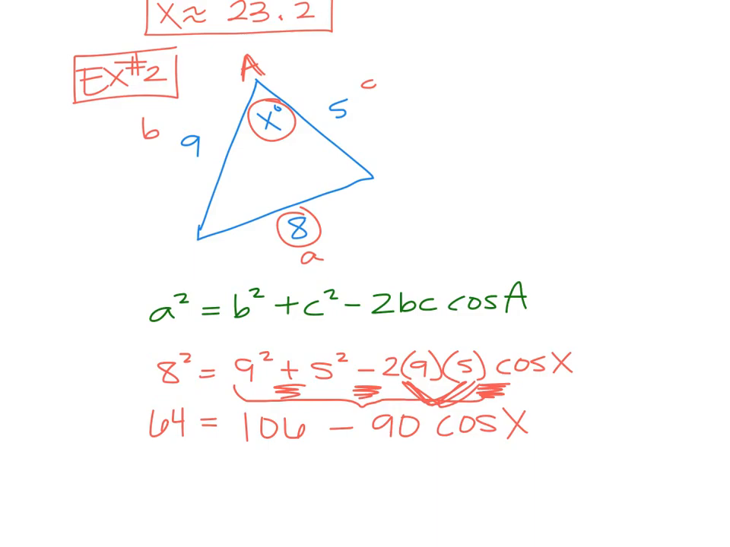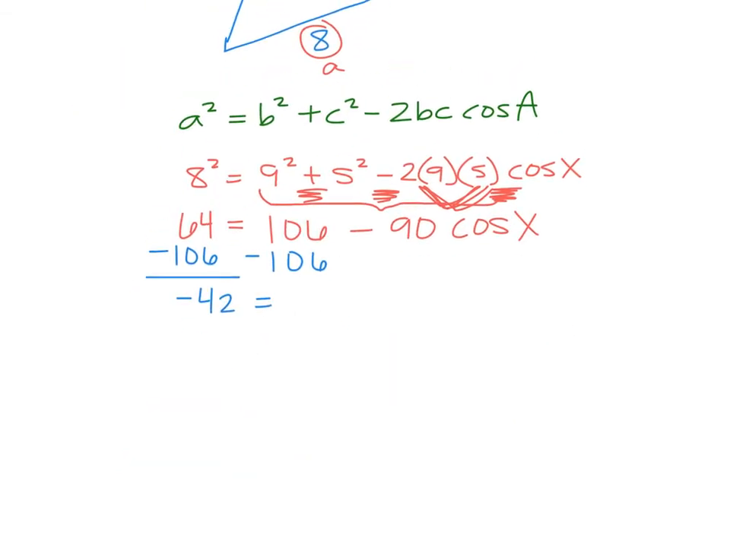Here's what you're going to do. We're going to solve for X by taking this 106 away. Okay? So you get 64 minus 106 is a negative 42. Which is okay because now if you look at the other side, you have a negative 90 cosine X.